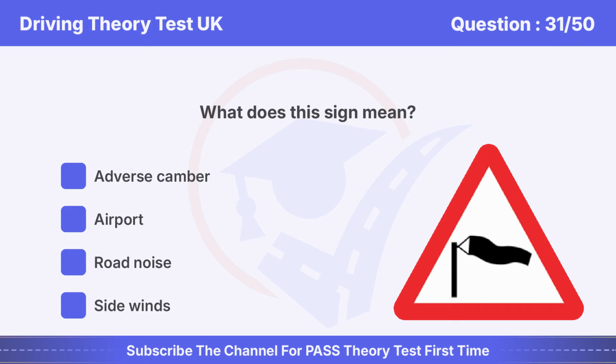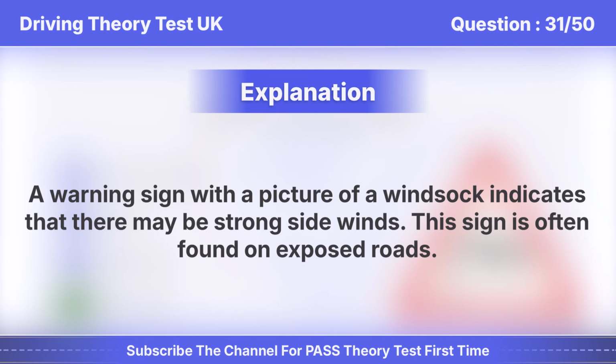Question 31. What does this sign mean? Answer is D, side winds. A warning sign with a picture of a windsock indicates that there may be strong side winds. This sign is often found on exposed roads.